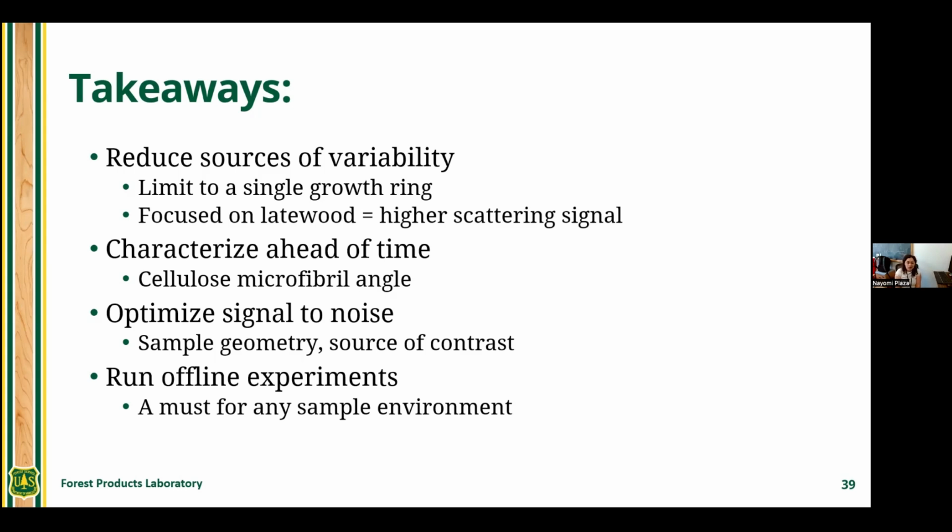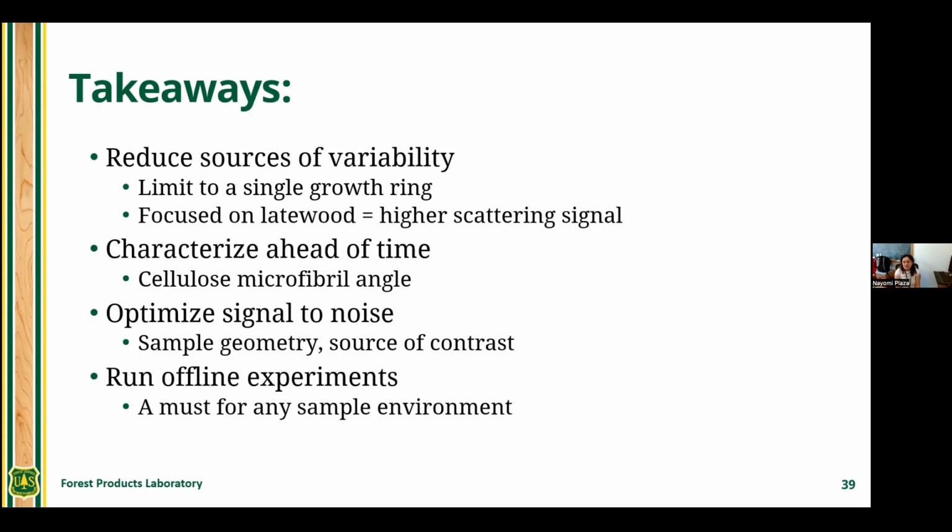We have also focused a lot on latewood just because we have a higher scattering signal. And whenever possible, characterize a lot ahead of time so that you can minimize sources of variability. We do that by looking at cellulose microfibril angle, where we're pre-selecting samples, and whenever possible, we also do X-ray diffraction ahead of time. We looked at some of the macroscale properties of our samples to determine which ones are more likely to have differences, so we can plan ahead and have a schedule of how we're going to use our beam time properly.